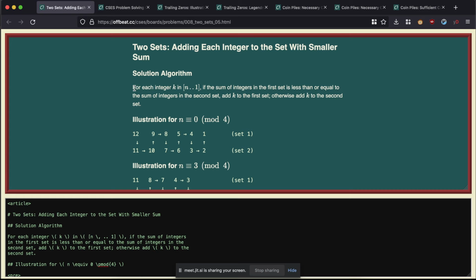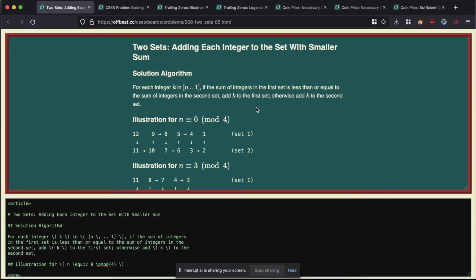The solution works like this. For each integer k from n to 1, so we'll go in descending order, with k equals n minus 1, and so on, all the way to 1. If the sum of the integers in the first set, so we're maintaining two sets, it could be two vectors, for example, in C++, we're maintaining two lists or two sets. If the sum of the integers in the first set is less than or equal to the sum of the integers in the second set, add k to the first set. Otherwise, add k to the second set.